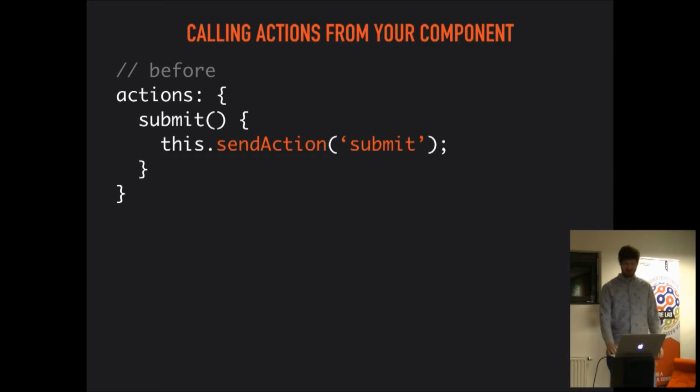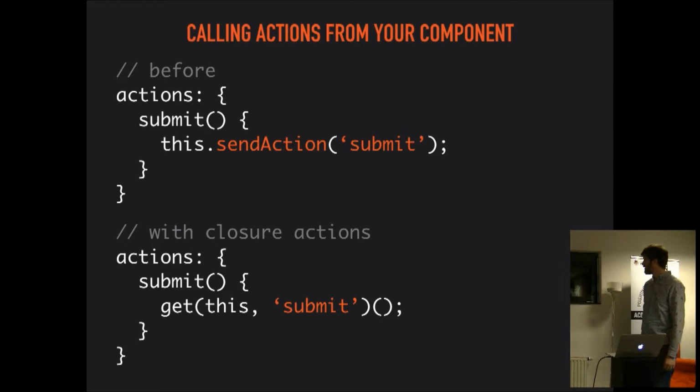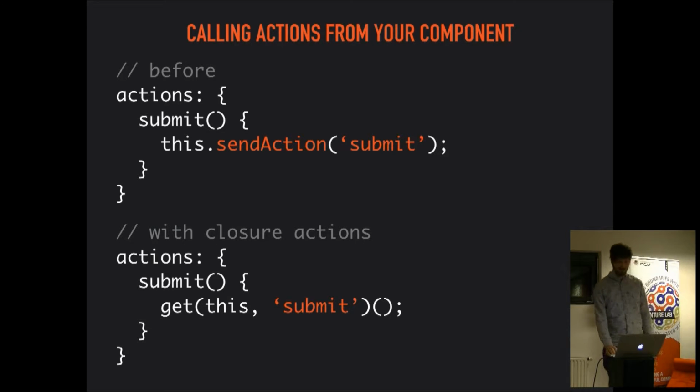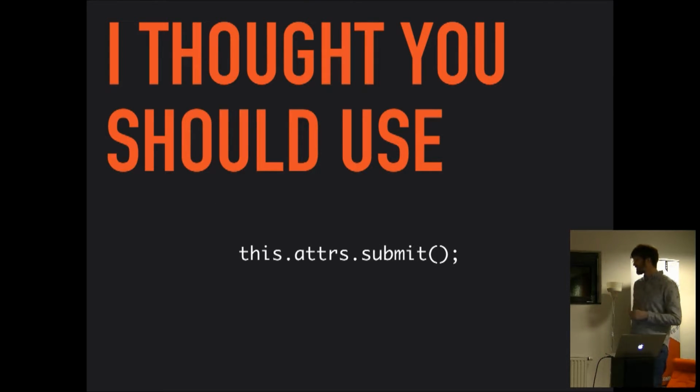And send action, well, only works for classic actions, and now what you do is get the submit function and then just call it. So yeah, you get this submit, which just returns the function, and then you call it with your parentheses. And if you want to pass arguments, then you can do that.